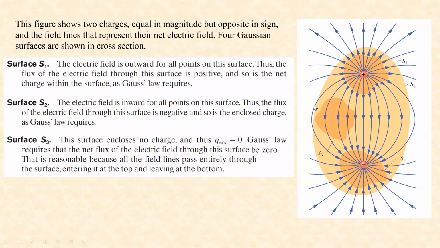For S3, there are no charges inside, and therefore Q enclosed is 0. Gauss's law requires that the net flux of the electric field through this surface be 0. That is reasonable because all the field lines pass entirely through the surface, entering at the top and leaving at the bottom. You see these come into the surface and then leave. This one here goes into the surface and leaves, right?